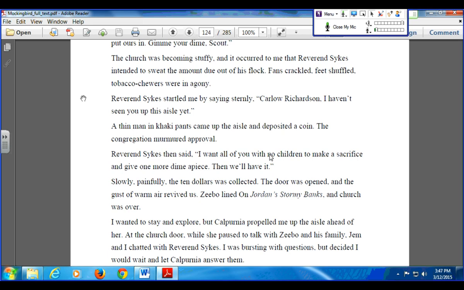I wanted to stay and explore. I got promptly up the aisle ahead of her to the church door. While she paused to speak with Zebo and his family, Jem and I chatted with Reverend Sykes. I was bursting with questions, but decided I would wait and let Calpurnia answer them.